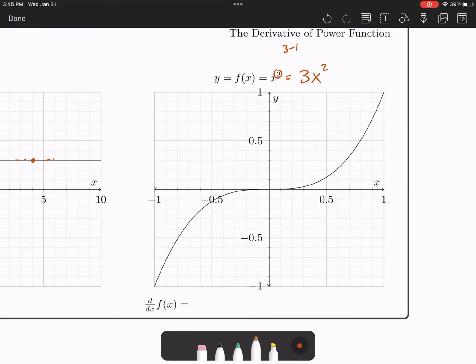So 3x squared. If I go over here and look at this x value, then the value of this function is given to me by the function value, x cubed. But the slope of the function at that point is given to me by the value of the derivative, 3x squared.